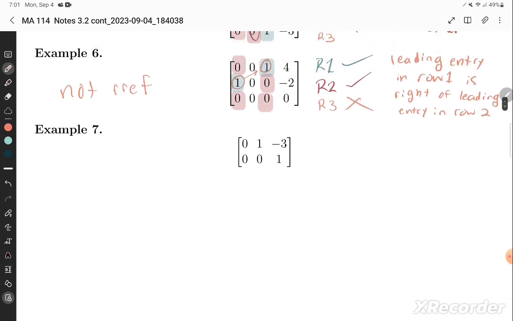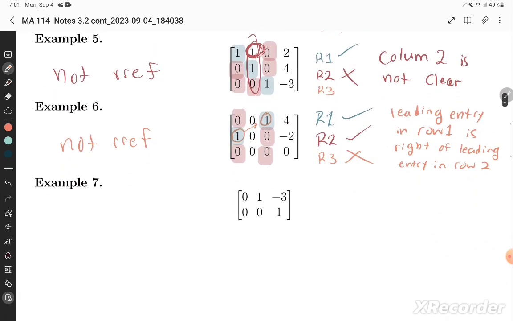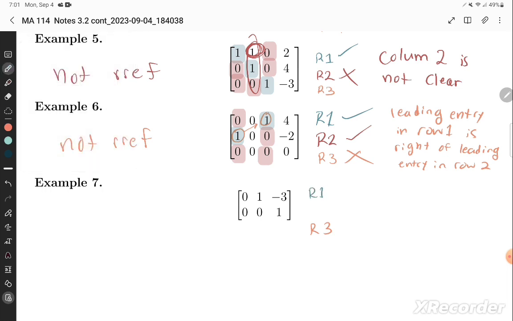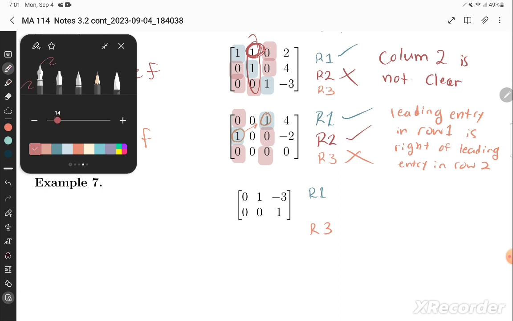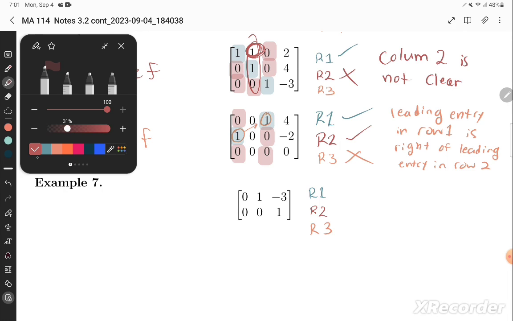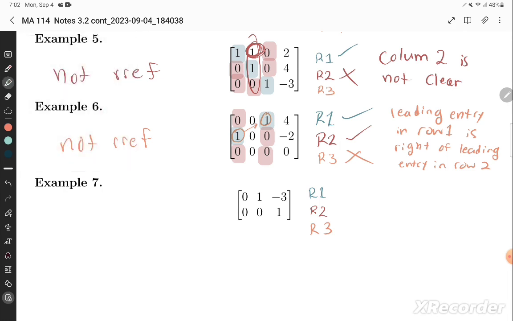Now, I think our last example here, let's look at it, is this row reduced echelon form? And let's check it. So first we've got three rules, three properties to check: R1, R2, and R3. So let's look at it. Does it meet R1? Okay, I have a leading entry here, and I have a leading entry here, and they're both 1, so it meets R1.